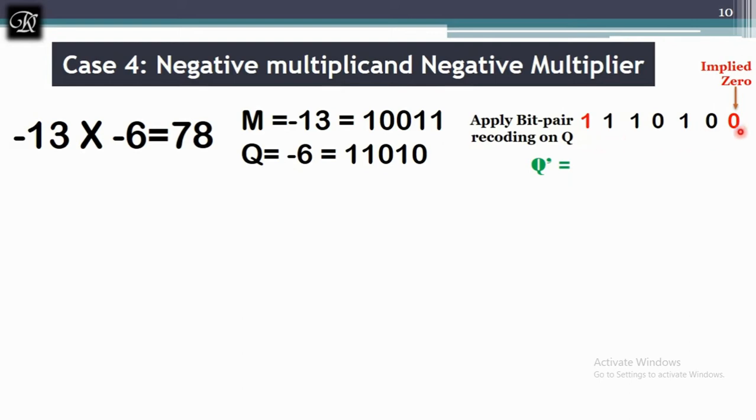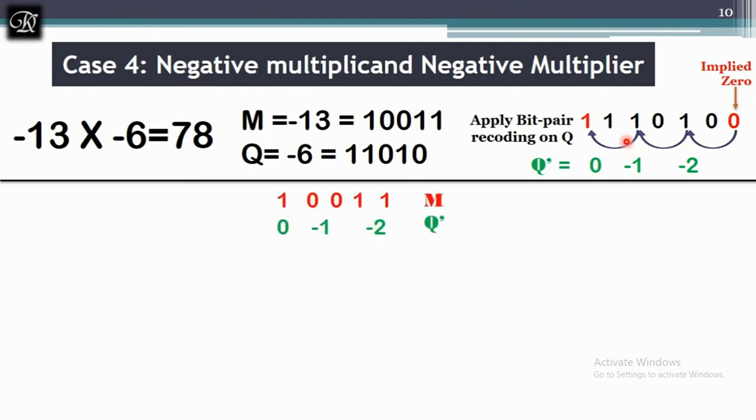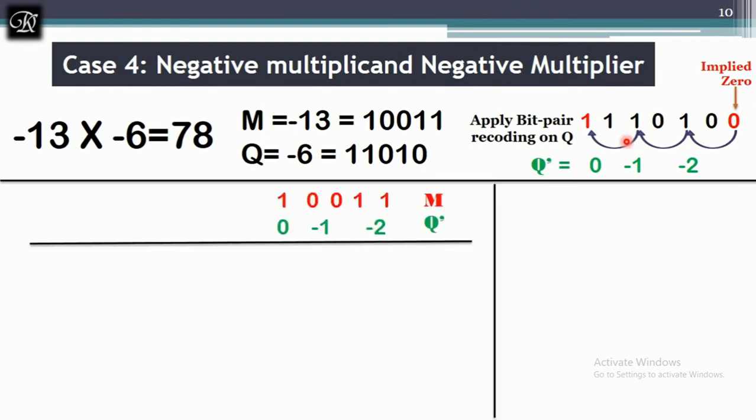So now the implied 0 and extended sign bit are added. It is just like case 2. I am going to get minus 2, minus 1 and 0. Now again find 2m, minus 2m and minus m.